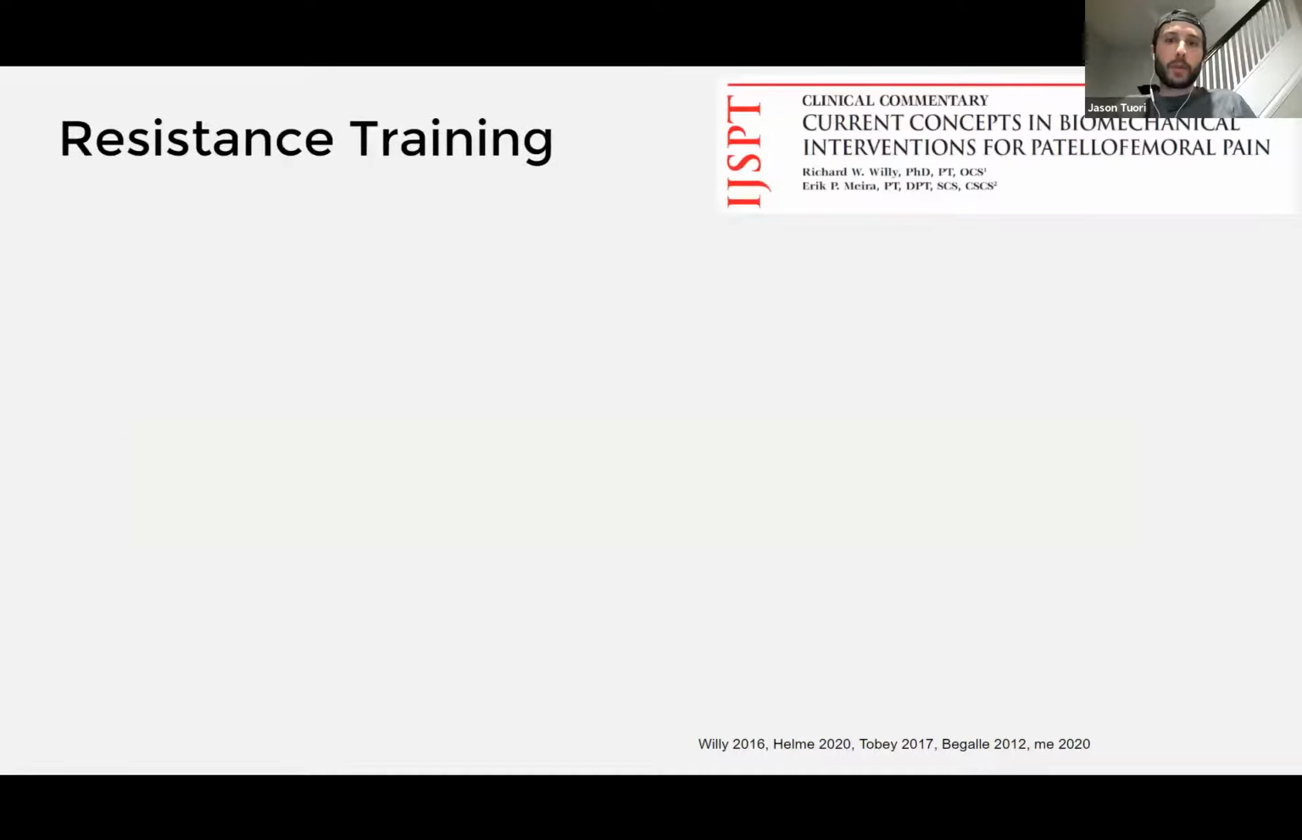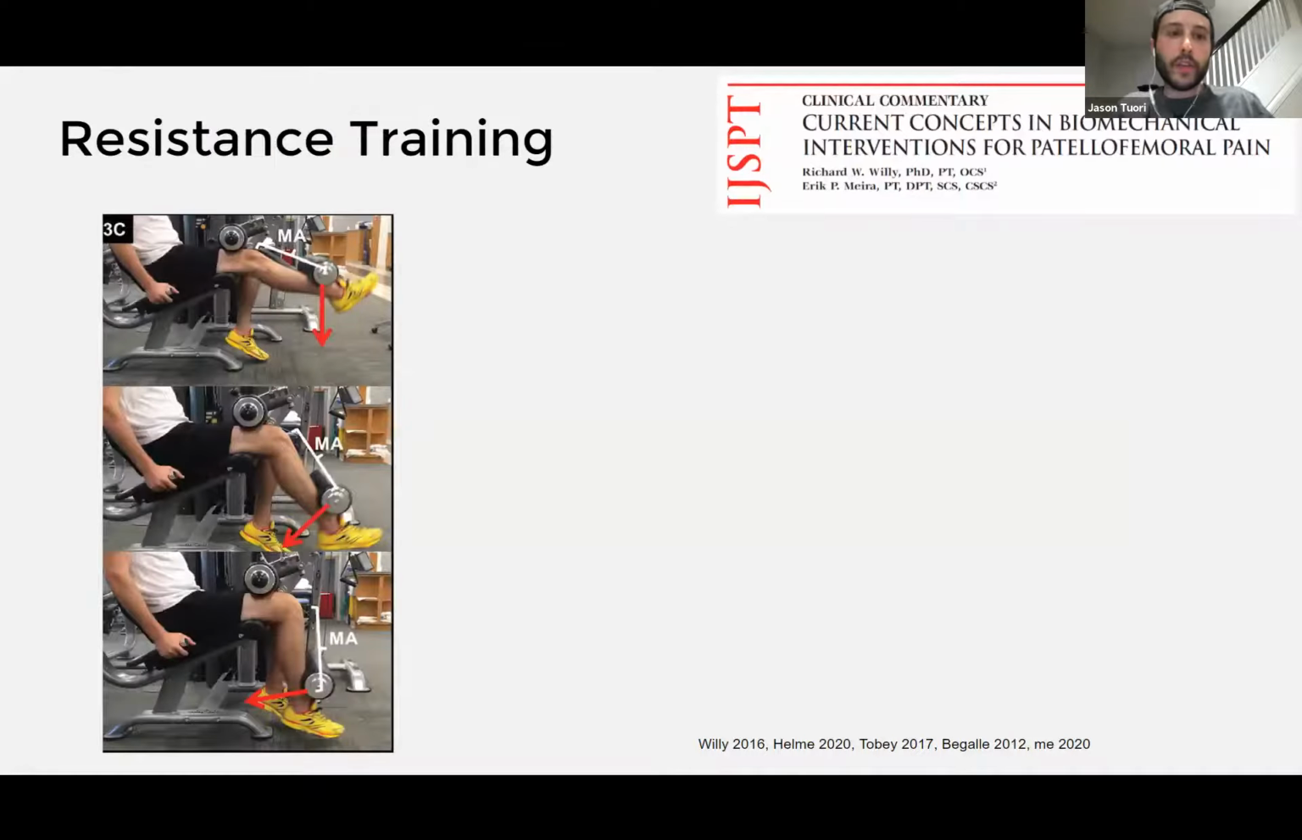So our resistance training, from a long-term standpoint, it should come as no surprise that strengthening the quads is the number one answer. Interestingly, it's not the first thing that we always do when it comes to treating patellofemoral pain though, because while we do want to strengthen the quad early on, if we try to push the quad too hard, it's just going to continue to drive pain and symptoms in the knee itself.